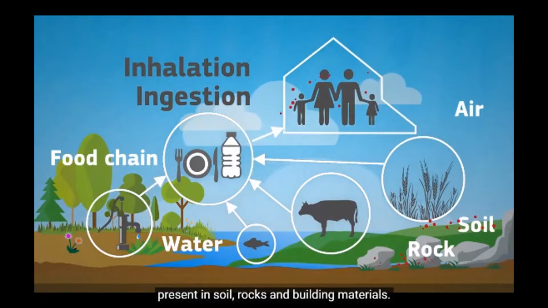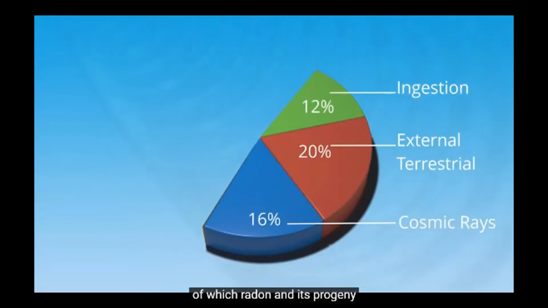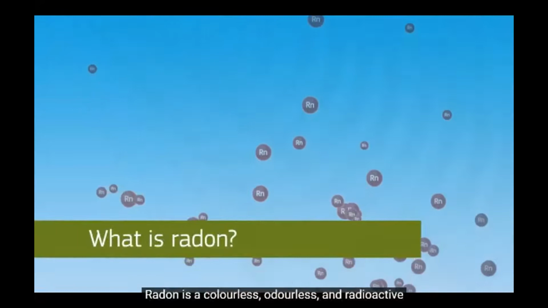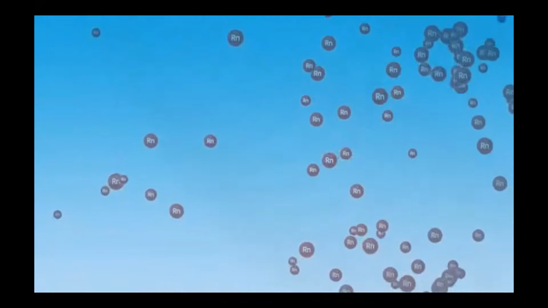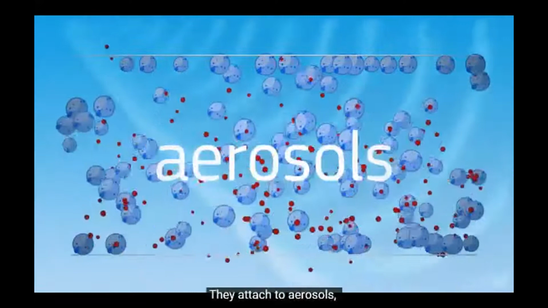The largest proportion of the effective dose received by the world's population is constituted by natural radioactivity, of which radon and its progeny accounts for more than half. However, the contributions may vary significantly within regions and per person. Radon is a colorless, odorless, and radioactive noble gas descendant from uranium. Radon is the second cause of lung cancer after smoking. The main risk posed by radon is not the gas itself, but its decay products. They attach to aerosols, thus increasing the chance of inhalation, and are easily trapped by lung tissues.